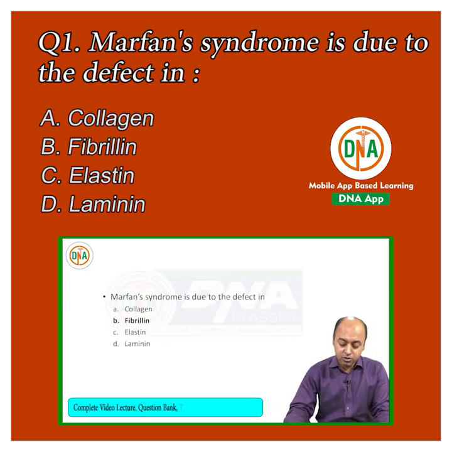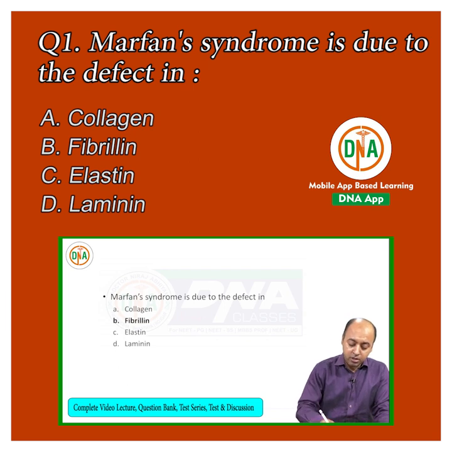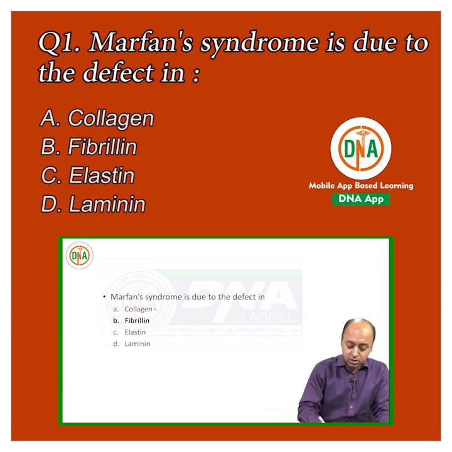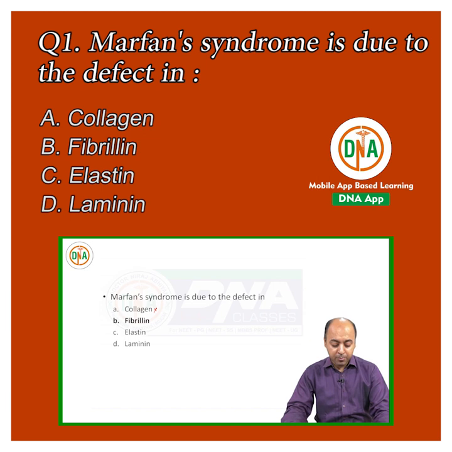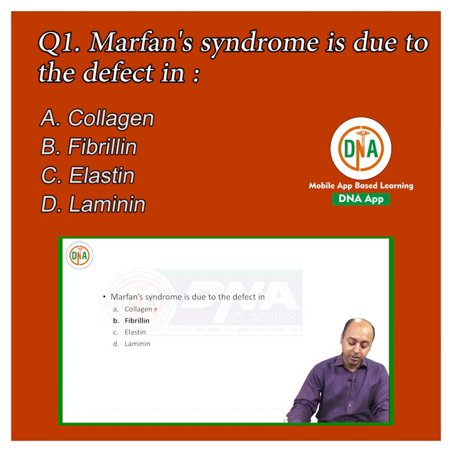Marfan syndrome is due to a defect in, and most commonly students tend to mark collagen, which is not the answer. The other options are fibrillin, elastin and laminin. So please note, in Marfan syndrome there is a defect in fibrillin. In fact, it is fibrillin type 1.